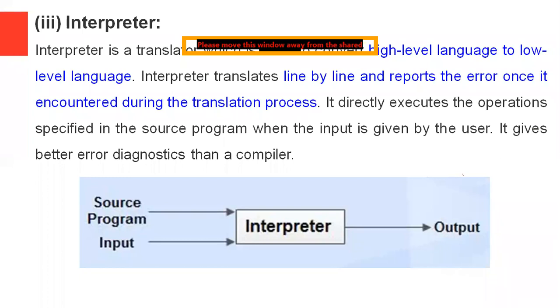It directly executes the operation specified in a source program. When the input is given by the user, it gives a better error diagnosis than the compiler. So compared to the compiler, the interpreter works more efficiently. Why? Because it is translating line by line. So it gives better performance when compared to the compiler.